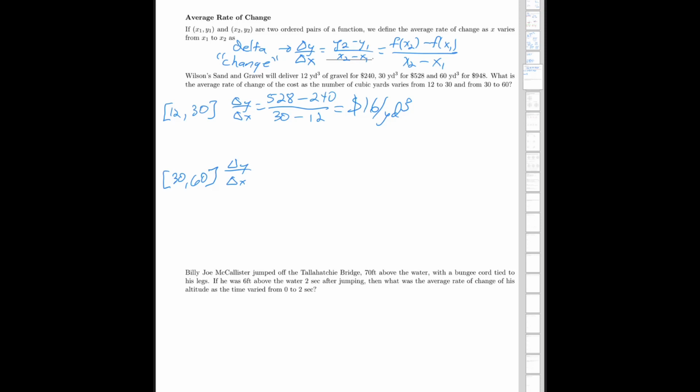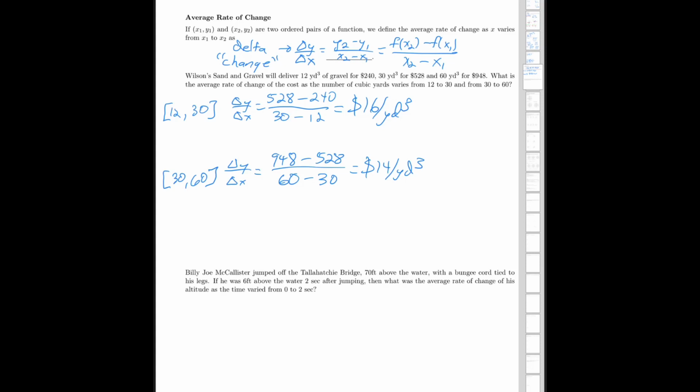For the second example, now we're going from 30 to 60. So that's $948 minus $528 over 60 minus 30. Notice, just like with the slope formula, it doesn't matter which of the pairs I put first. They just have to match up. So if I put 948 first, 60 has to go first on the bottom. If I were to put 528 first, then 30 would have to go first on the bottom. So if we put that in our calculator, we get $14 per cubic yard.